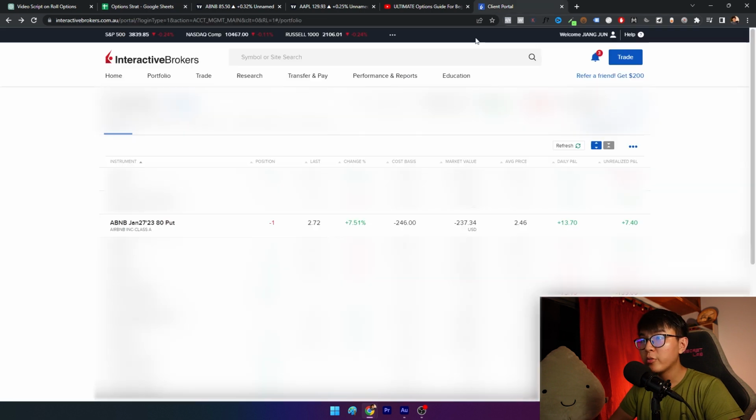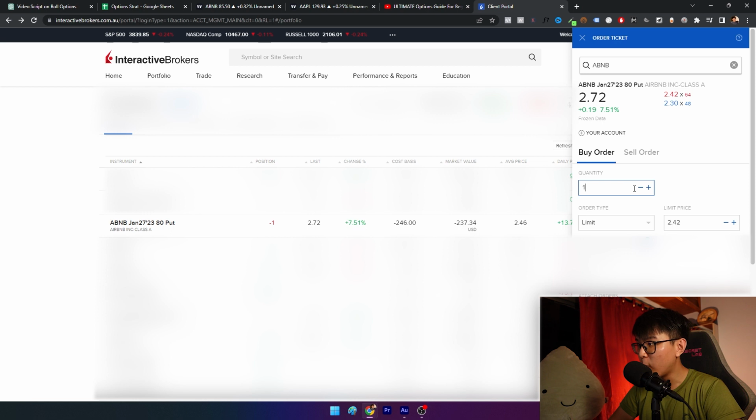So go to the Interactive Brokers platform. This is actually my main account. There you see the Airbnb Jan 27 80 put over here. When it comes to closing the option, you need to buy back the options. On this line over here, you can click these three buttons. Click buy. Quantity, just leave it as 1.